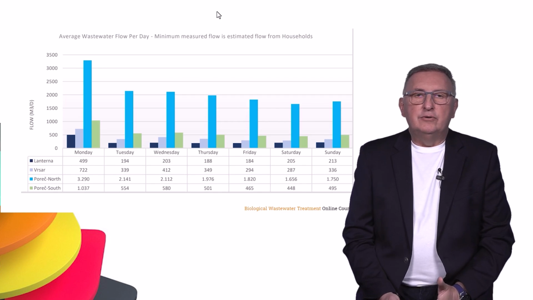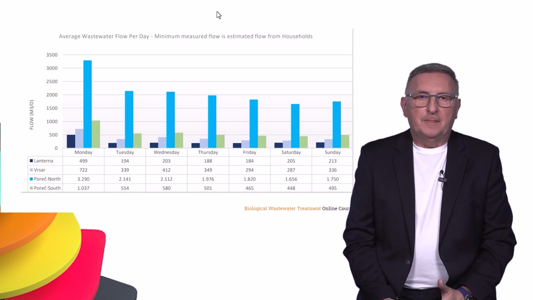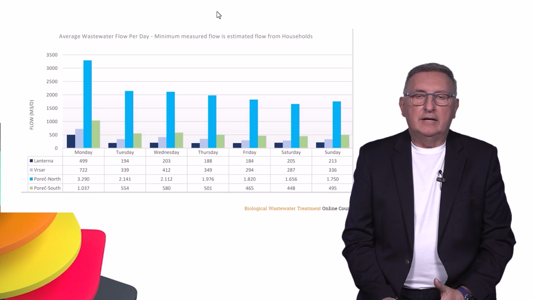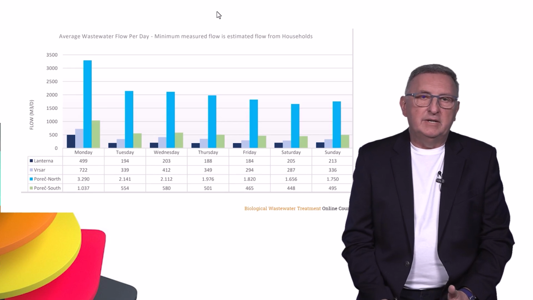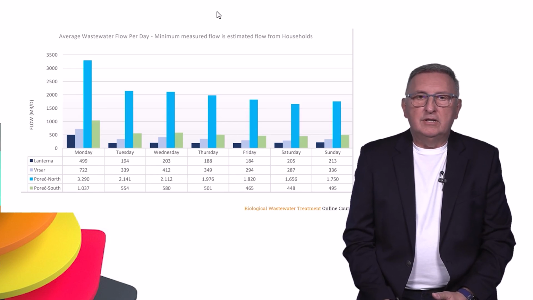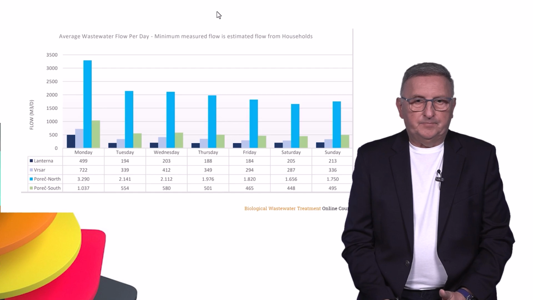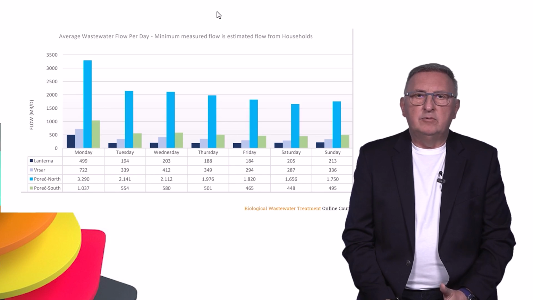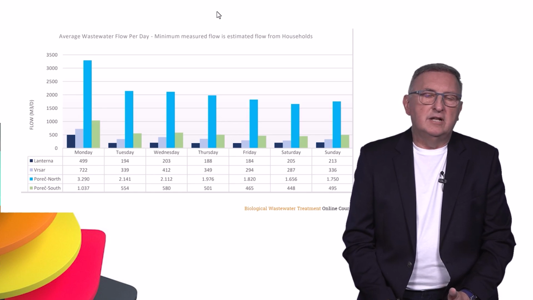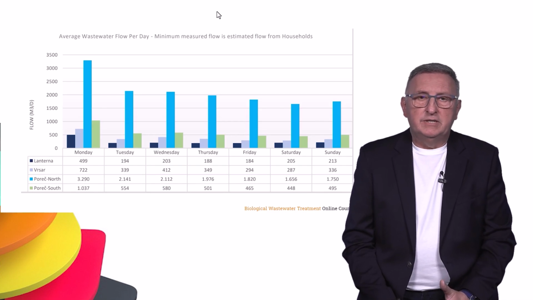In this study, we produced 4 really detailed design modeling reports, from which I only take a glimpse of the results, so that you can get some idea of the type of information that we can obtain from modeling. For modeling, we use the BioWin software with activated sludge models. Here we show, for example, average wastewater flow per day, minimum and maximum, measured based on the information from households, and this is also based on the information that we got from the modeling for sewerage catchments.